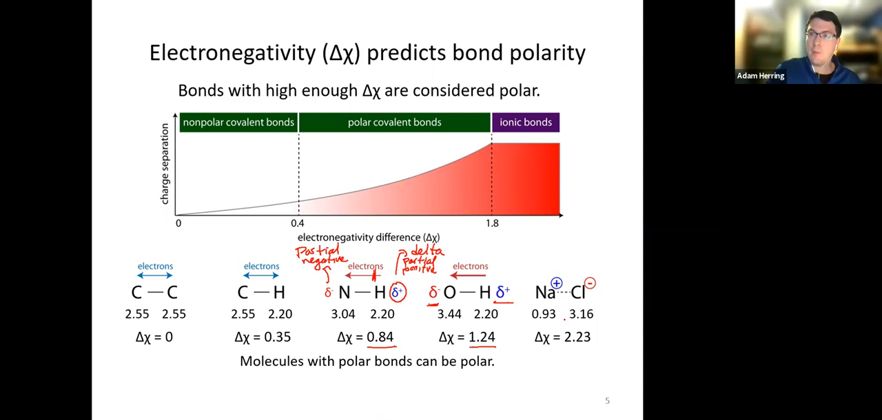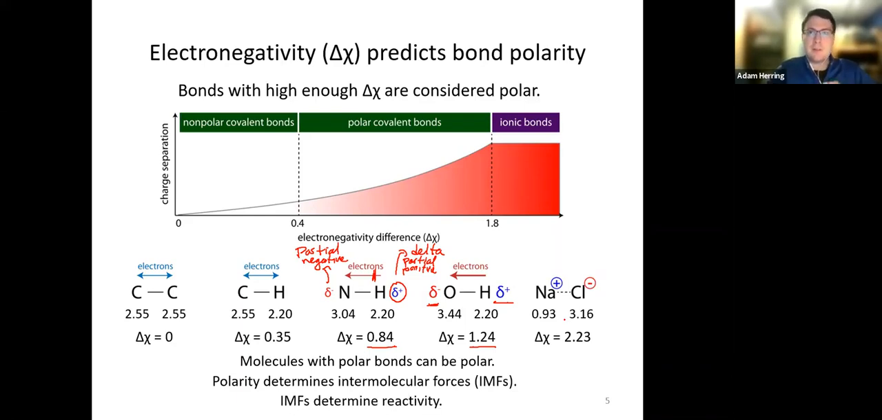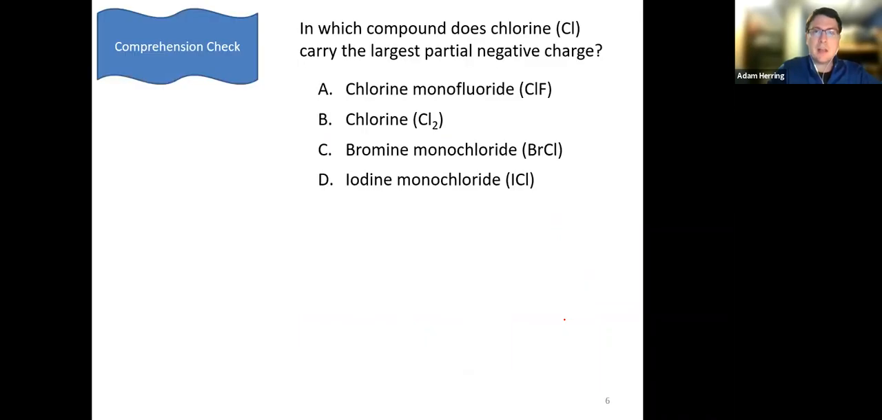So in later chapters, we're going to look at molecules and not just their bonds, but if you have polar bonds, then you have the possibility of having a polar molecule. And polarity is going to determine intermolecular forces. And this is going to be very important in a couple chapters as we're looking at chemical reactivity and the stability of molecules. All right, let's now do some practice.